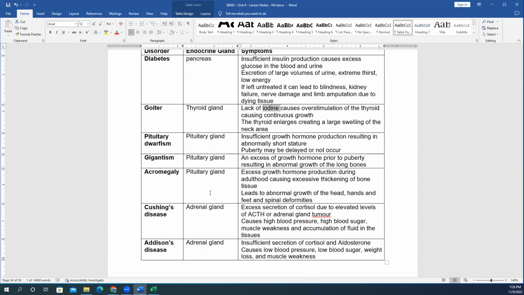And this results in a thickening of bone tissue, and can lead to a thickening of bone tissue of the head, the hands, the feet, and even spinal deformities.